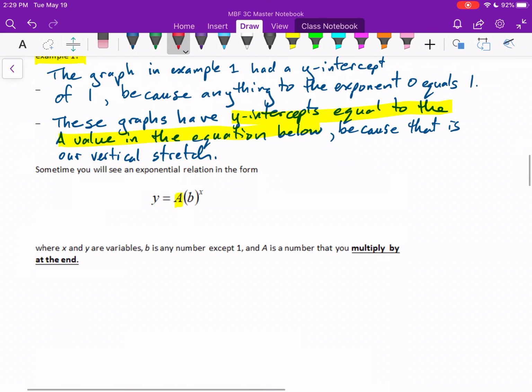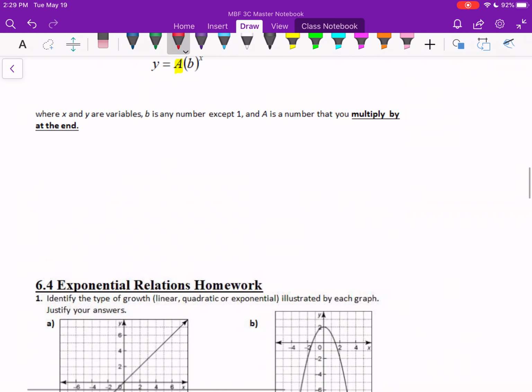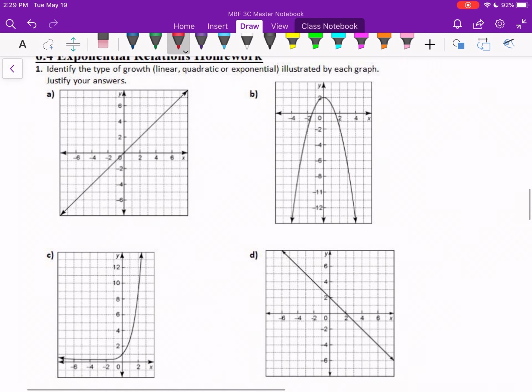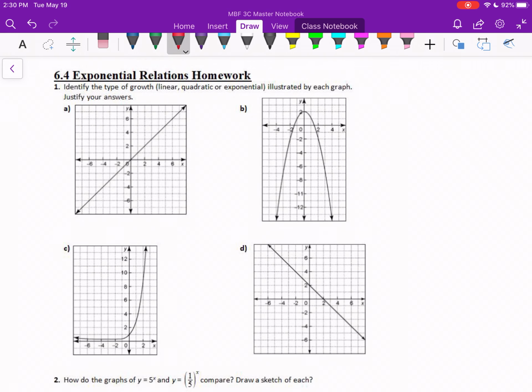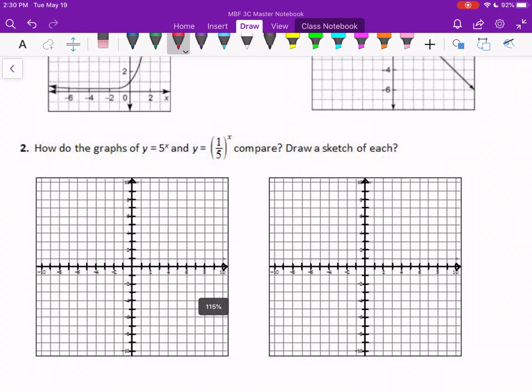All right, and I think that should be enough to get you going through the homework here. Some of the questions are not directly related to the examples we just did. For question 1, all we're doing is recognizing from the graph whether something's linear, quadratic, or exponential. Remember, linear is a straight line, quadratic's a parabola, exponential's got that curve type look to it. So question 1 should be pretty easy.